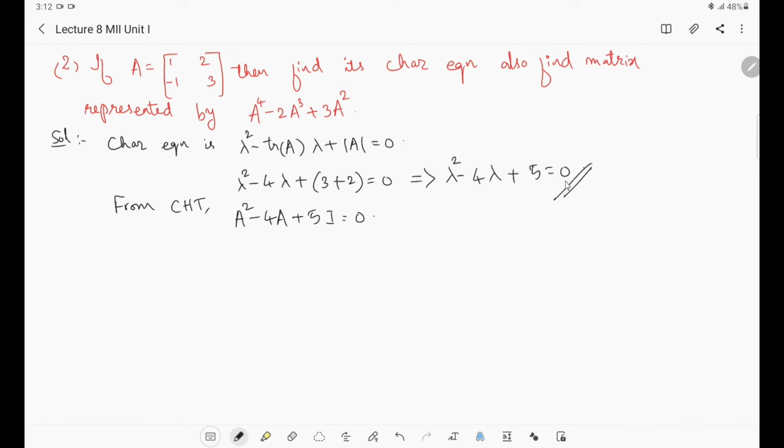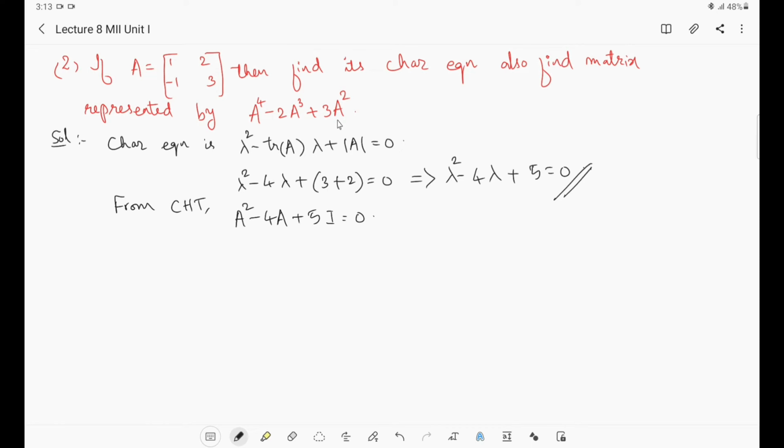What is it? We have to find the characteristic equation. We got the characteristic equation. Now we are going to find the matrix represented by A to the power 4 minus 2A cubed plus 3A squared. If we are not going to use the Cayley-Hamilton theorem, what do we have to do? We have to find A to the power 4, multiplying A four times, A cubed, multiplying A three times, and A squared, multiplying A two times, then we will get the matrix represented by A to the power 4 minus 2A cubed plus 3A squared.